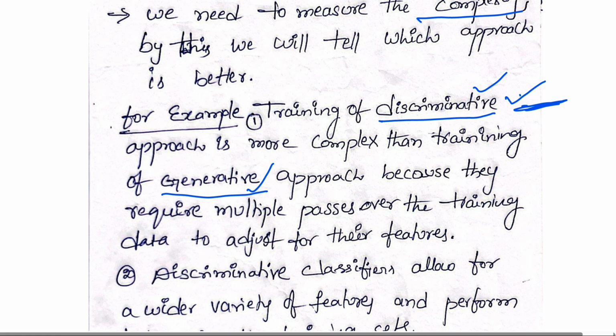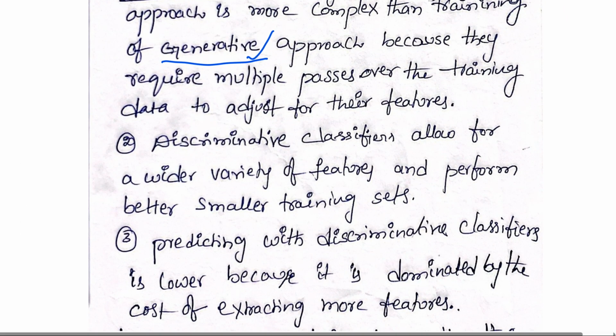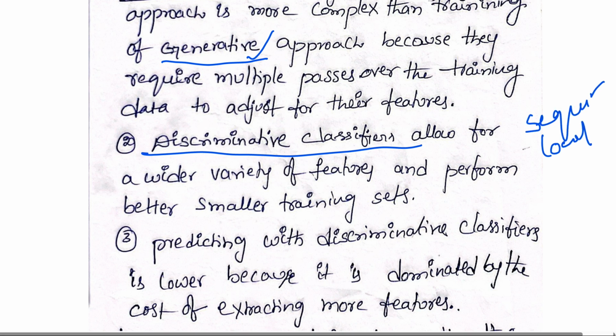One more example: discriminative classification allows a wider variety of features. We have two versions in the discriminative approach, discriminative sequence and discriminative local classification. If you consider the two versions, it allows a variety of features and performs better on smaller training sets. That means we need to combine all these smaller training sets, which makes it more complex.